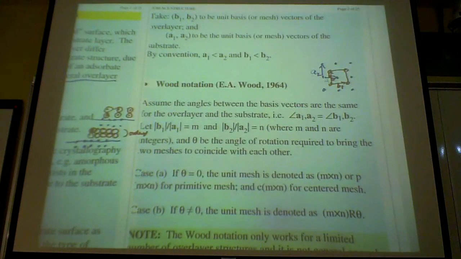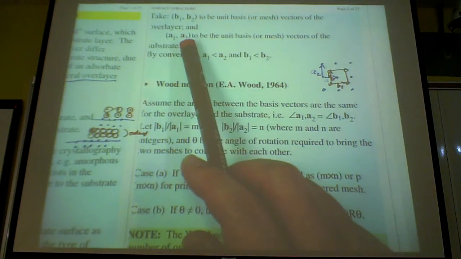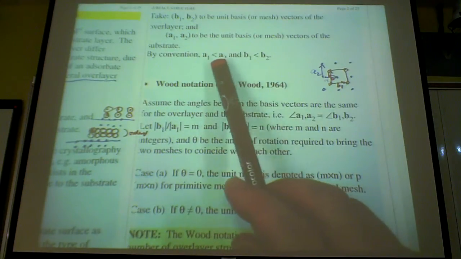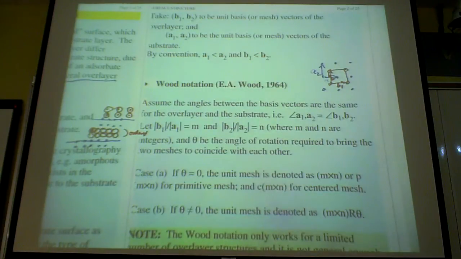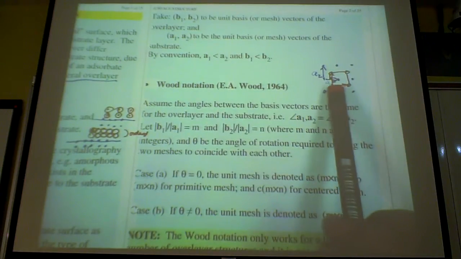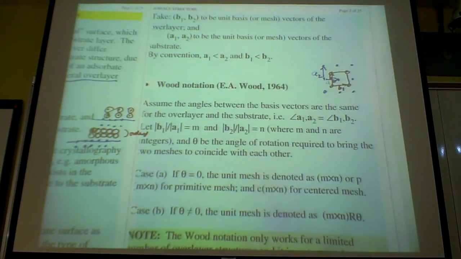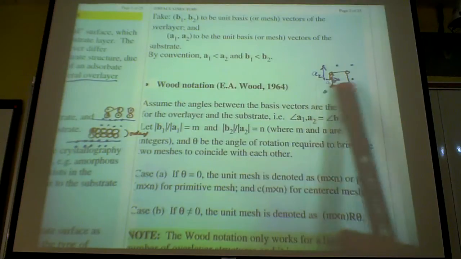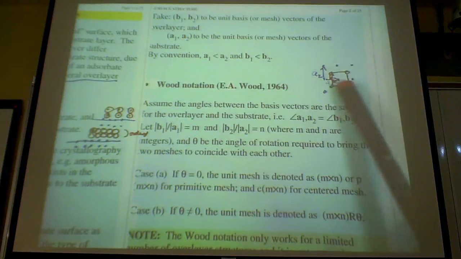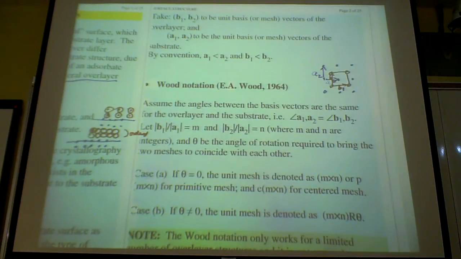And by convention, the ones are always smaller in length than the twos. So A1 will be less than A2, and B1 will be less than B2. That's the convention. So you always reference the smaller one first, and then if you have a rectangle, B2 will be bigger than B1. So we have these two meshes, if you like, and now you can reference the red grid with respect to this blue grid, which is the substrate one that you have.